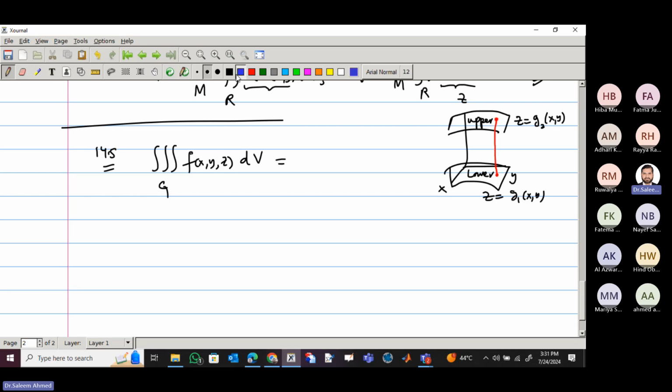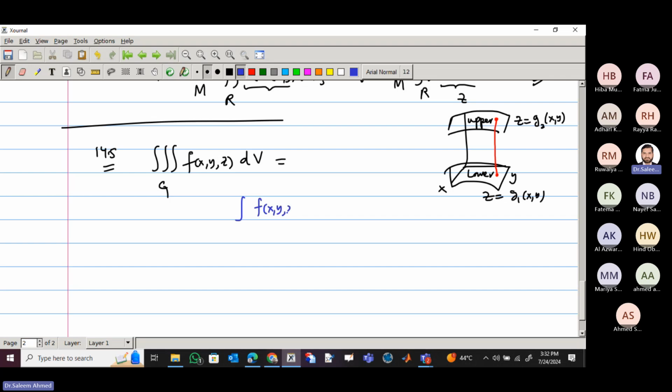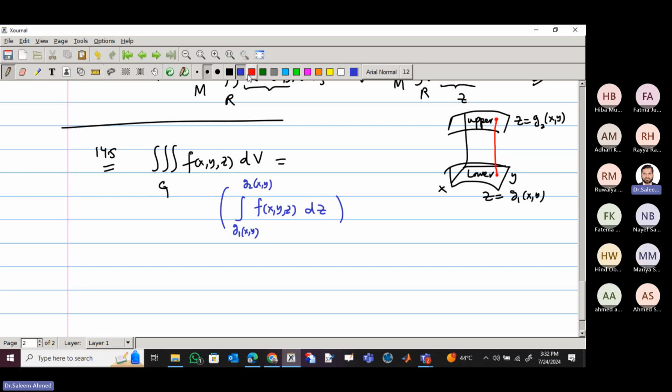It means if I start this question, I can write z first, f(x, y, z), whatever that function is. I can write z, which goes from lower surface g1(x, y) to upper surface g2(x, y). Now, if you solve this question, this will become a function of x and y only. That's it. No other thing. So when you have a function of x, y, you take a double integral over A.